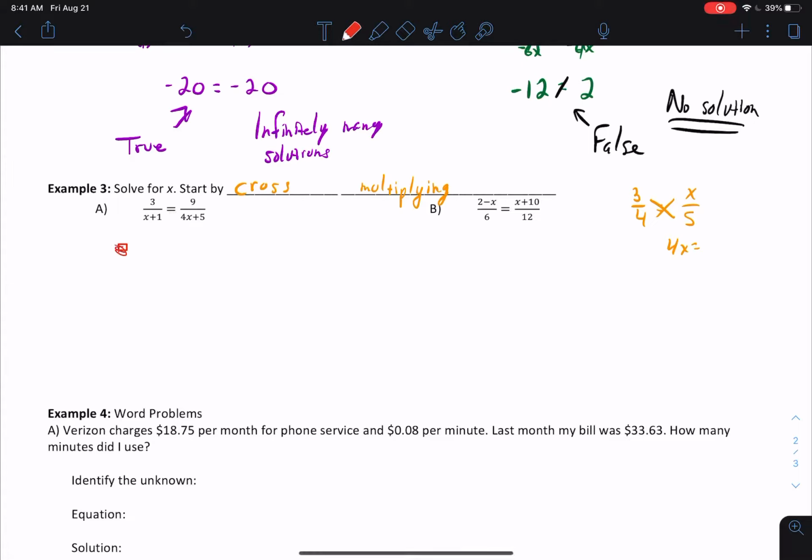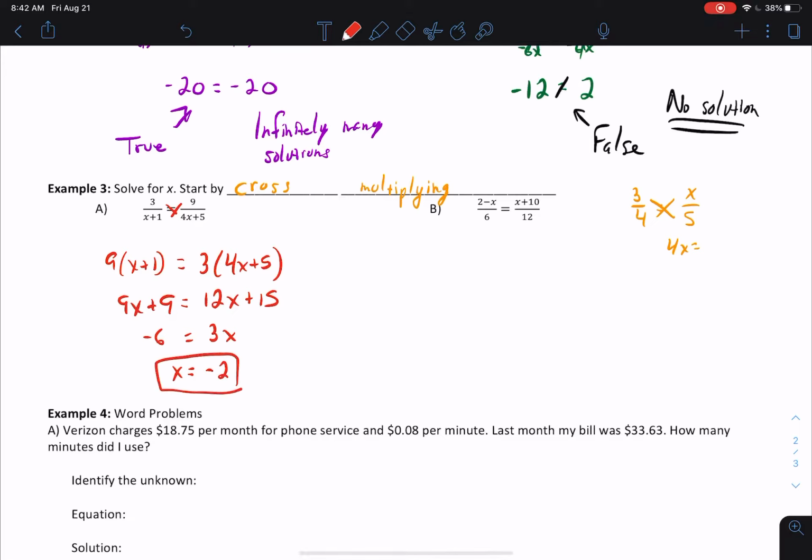So if I'm going to cross multiply, we're going to get 9 times x plus 1. And if I cross multiply on the other one, I'm going to get 3 times 4x plus 5. Well, these are just like the problems we started with. Now we got variables on both sides. We got a little bit of distributive property. So we have 9x plus 9 equals 12x plus 15. Get our variables on one side, our numbers on the other. And then we solve this one-step equation, and we're going to get x equals negative 2.